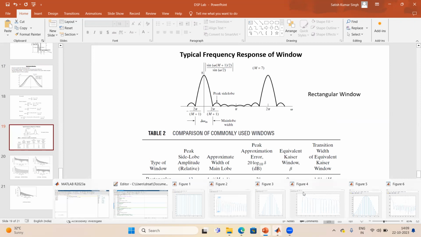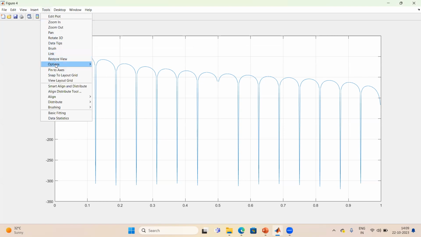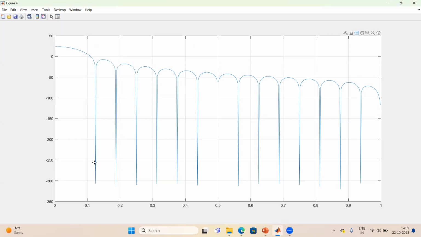If you observe this particular point, let me go to the data tips, and then we can observe this point. If we go to this point and try to see this data point, here you can see this point is coming out to be around 0.125. The exact value is 0.129, because we are taking the discrete values of omega. So it should be around 0.129, but it is coming around 0.125 in this particular graph. So this is the major lobe width that we are getting. If you double it, you will also be including the negative frequency part.